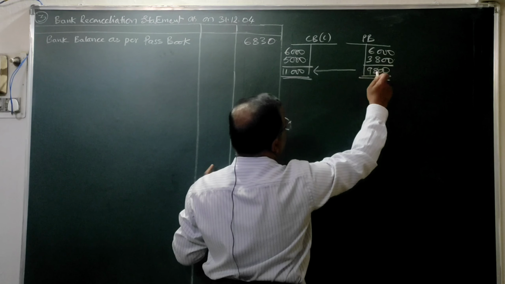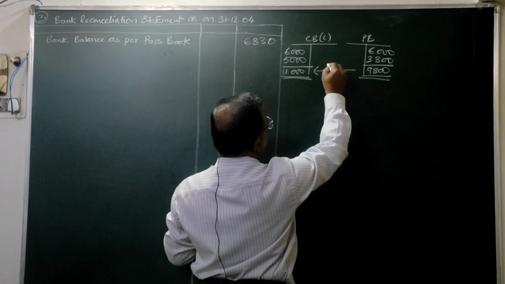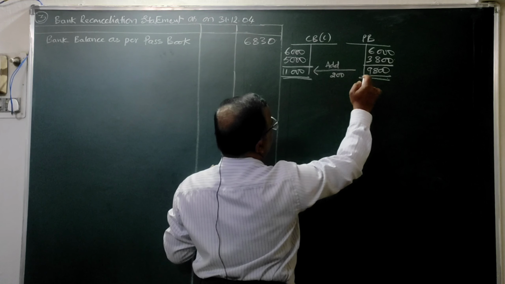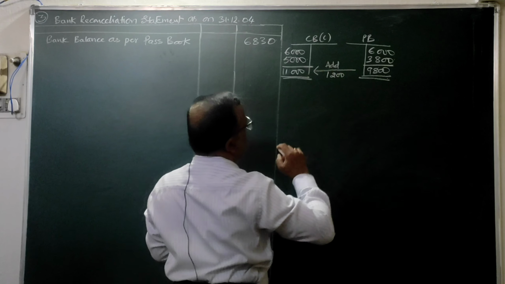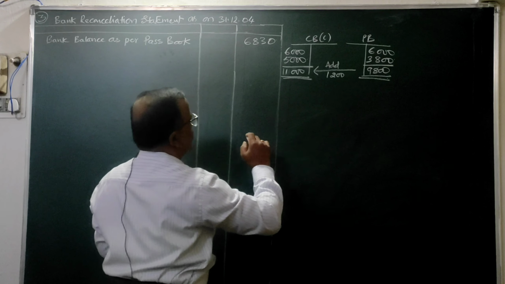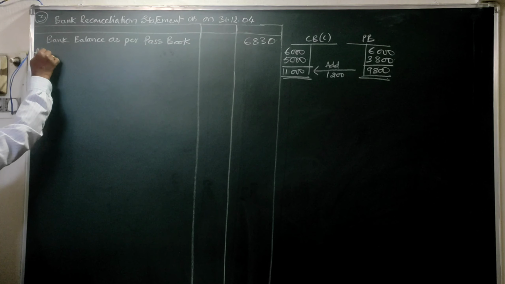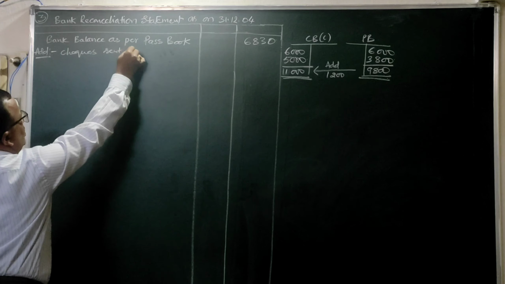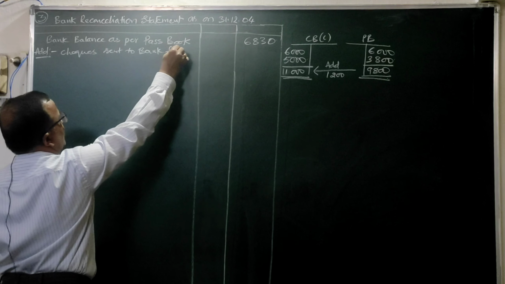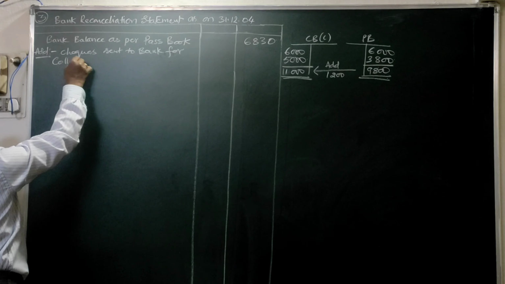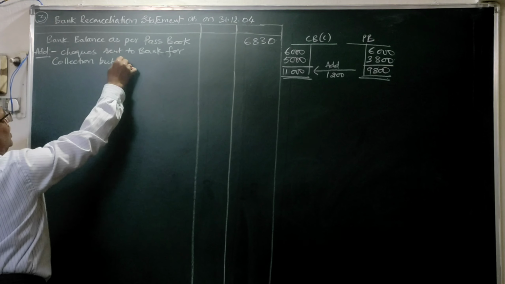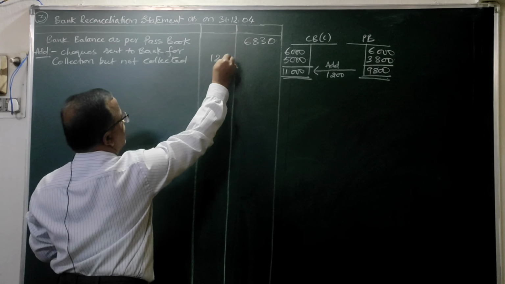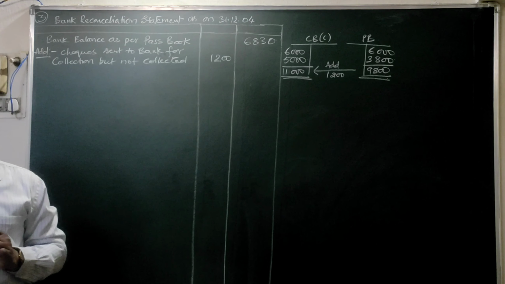So what we should do to this 9,800 to make it equal to 11,000? To this we should add. How much we should add? The difference between these two. That is how much? 1,200. So 1,200 we should add it here. So below add you are going to write: these are checks sent to bank for collection but not collected by bank. How much? 1,200.